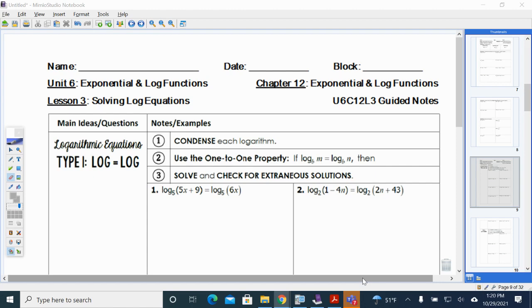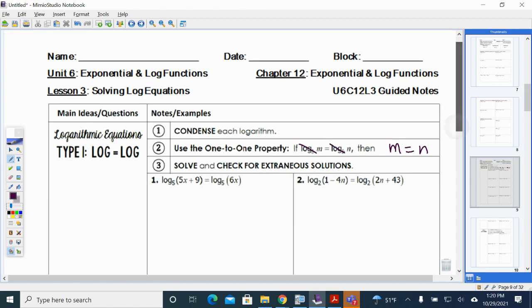Step number 2 says to use the one-to-one property that says if log base b of m is equal to the log base b of n, then we know that m is equal to n. Basically, because you have matching logs on both sides, we're going to do what I like to call dropping those logs because they're the same, and you're left with m equals n.